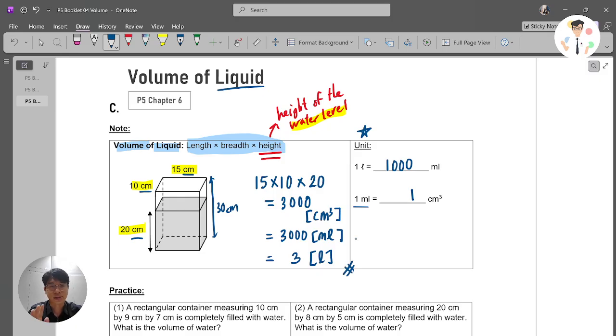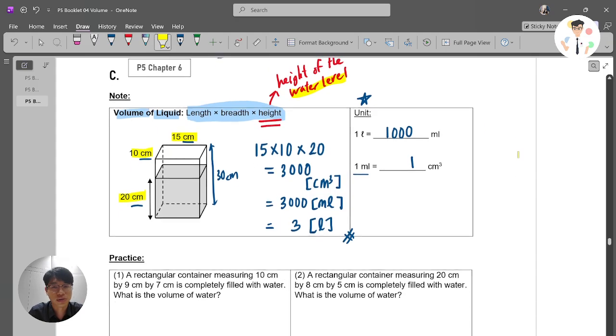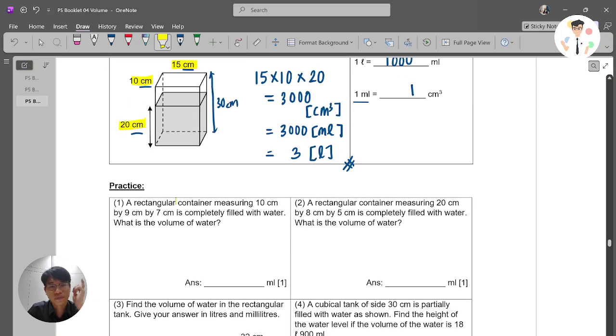That's it. Those are the things that you should know at this point of time. So far so good. So I think these are some of the very basic ideas of volume of liquid. Now, for the next part, I just want to remind you of some of the keywords that they will be using. You can bring your highlighter and write down on the side, or you can just go through with me. Some of the words they use are these.